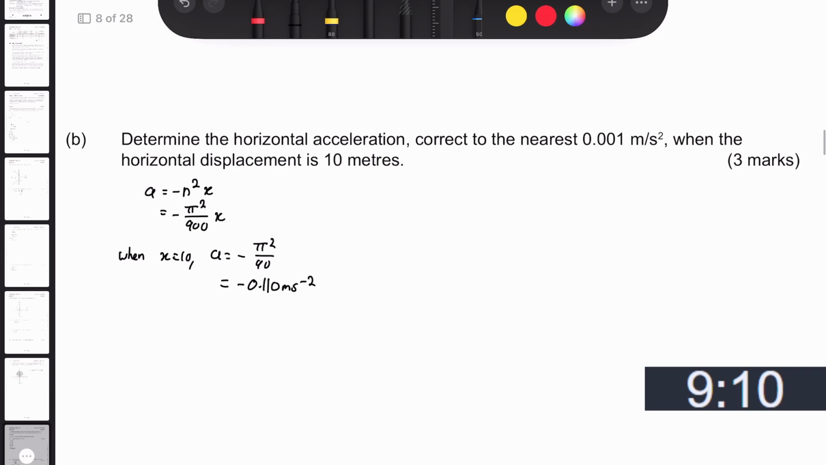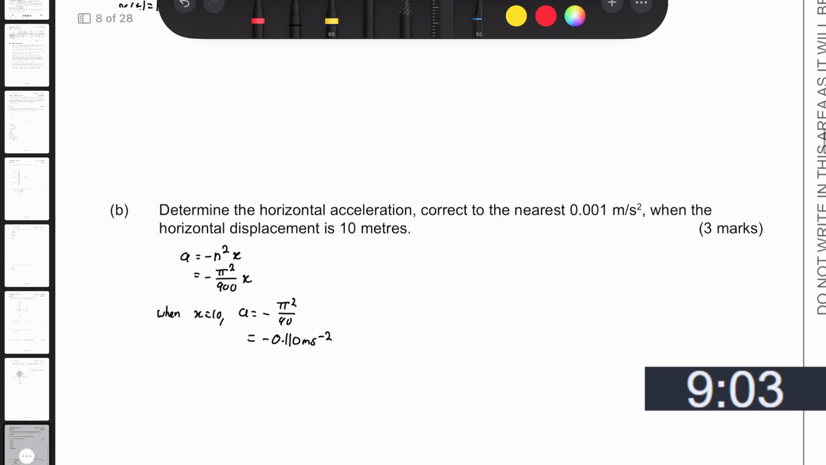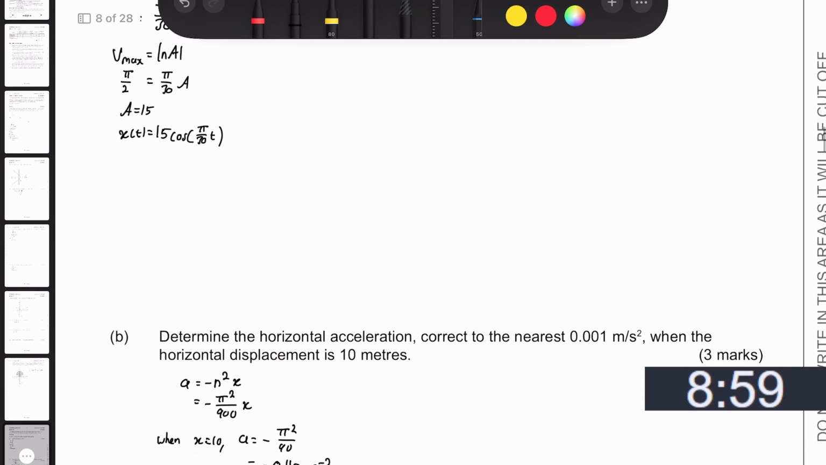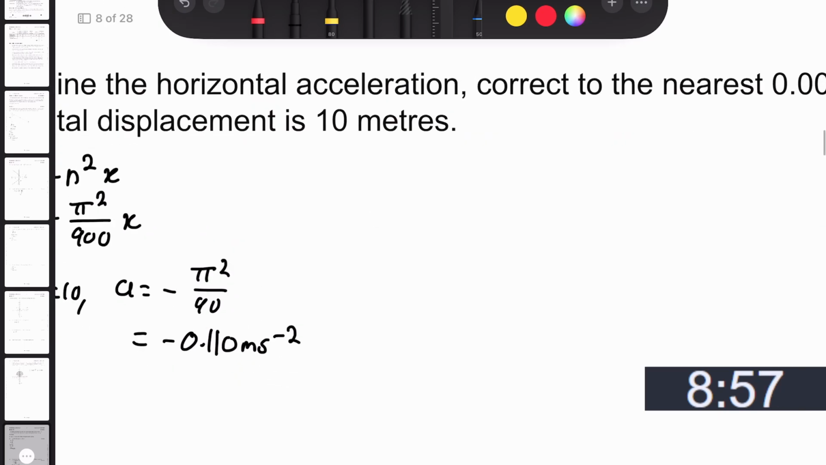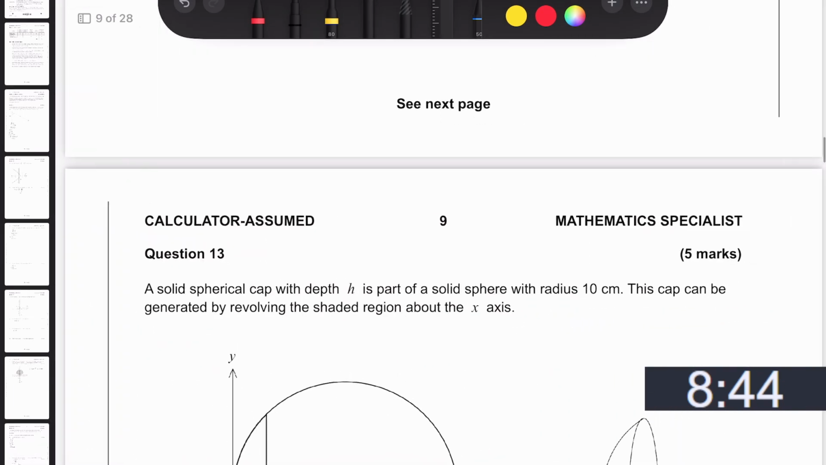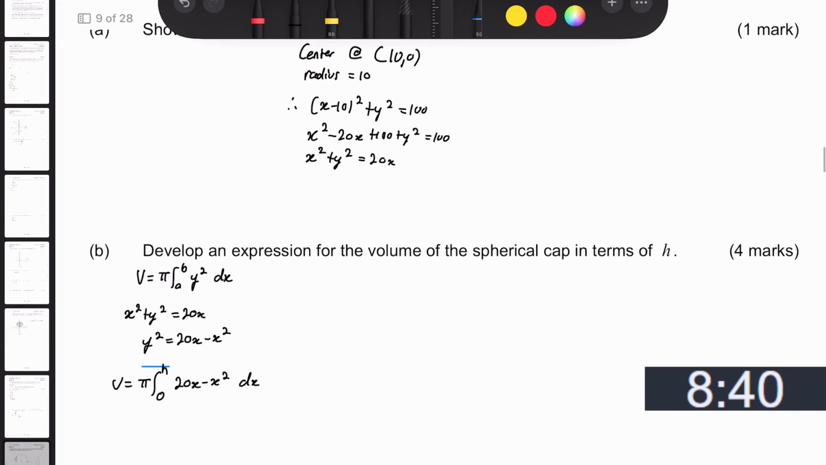Determine the horizontal acceleration when the horizontal displacement is 10 meters. So a is equal to negative n squared x, and n was pi over 30, so negative pi squared over 900 times x. Negative pi squared on 90 is 1, yeah. Expression for the volume.